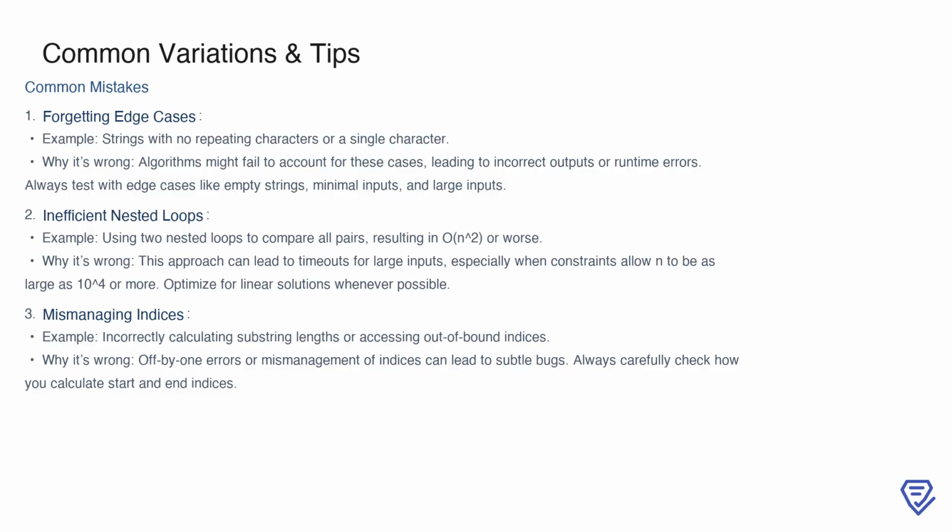This approach results in a time complexity of O(n²), which is often too slow for larger strings where n can go up to 10,000 or more. Lastly, mismanaging indices, such as incorrectly calculating substring lengths or accessing out-of-bound indices, can lead to subtle bugs. Double-checking your index calculations is essential to avoid these errors.